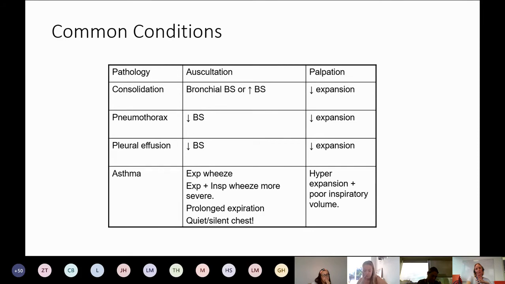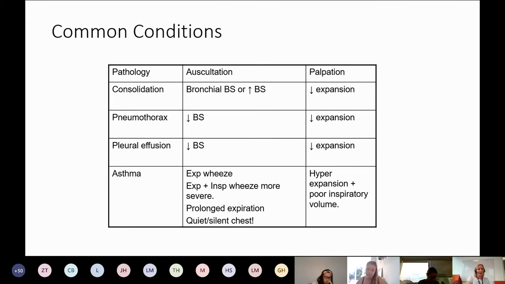Other pathology that might be going on, so consolidation, something like a pneumonia. When you listen, you can hear what sounds like increased breath sounds, like bronchial breath sounds, because you're hearing the resonance from the large airways. Obviously air isn't actually getting into that lobe. If you palpate that chest, you will feel less expansion in the area that's consolidated.